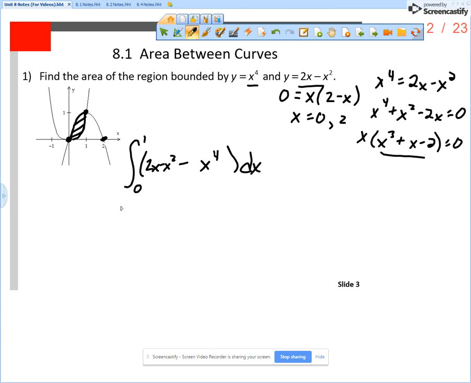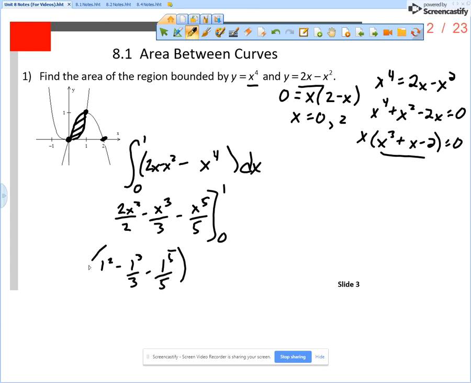All right, so the integral of 2x is 2x squared over 2, minus the integral of x squared, which is x cubed over 3, minus the integral of x to the fourth, which is x to the fifth over 5. Now, this is a great example. Yes, I have x squared, x cubed, x to the fifth, but remember, I'm only plugging in 0 and 1, so this is really no big deal. So I get, well, the 2's reduce, so I get 1 squared minus 1 cubed over 3 minus 1 to the fifth over 5.